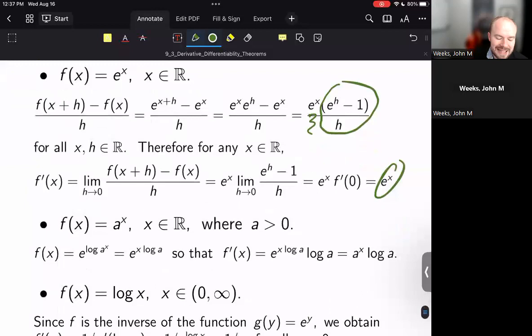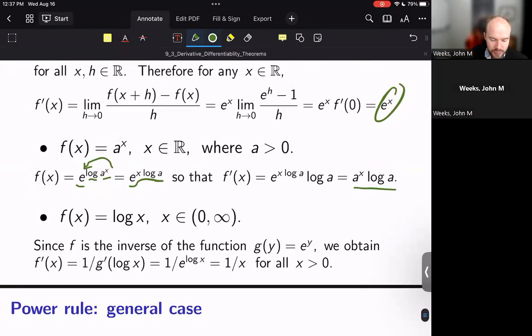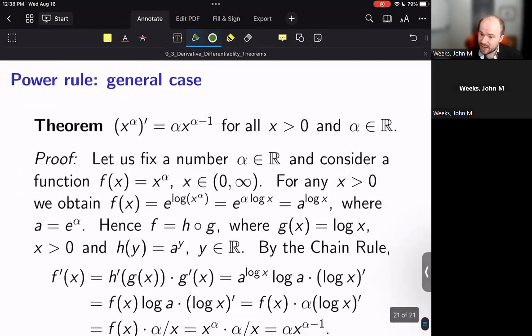In general, for a to the x, we use the fact that e to the x has such a nice derivative, so we write a to the x as e to the something. We write this as e to the natural log of a to the x, bring down the x, get e to the x log of a, and then use the chain rule on it. So this is just a to the x times log of a when I simplify that. Similarly, for the derivative of log of x, we get that this is going to be 1 over x using the inverse function theorem.